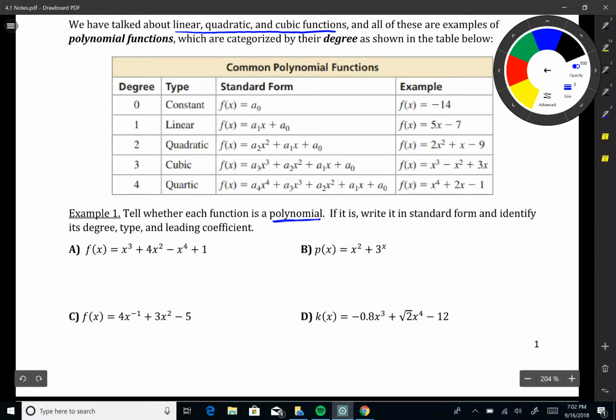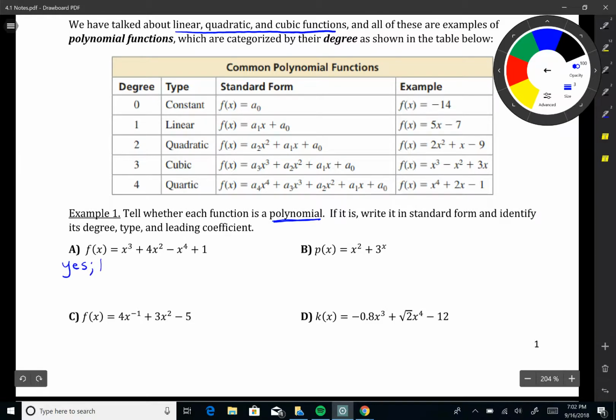So in letter A, we have f of x equals x cubed plus 4x squared minus x to the fourth plus 1. Now 3, 2, and 4 are definitely all whole numbers, and remember any constant we have is just times x to the 0. And 0 is our smallest whole number, so this one, yes, is a polynomial.